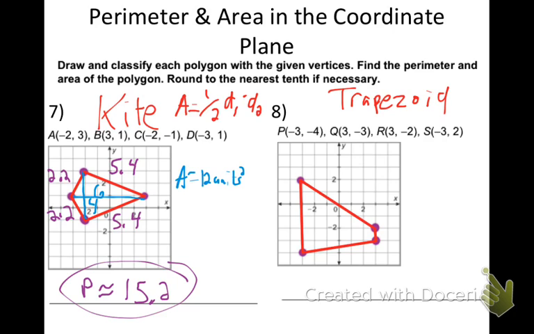So take a couple seconds and finish up number 8. Find the perimeter and area of that trapezoid. So let's look at number 8 here. What does the area come out to be? I got 21. The area comes out to be 21 units squared. Nice job. Okay. And then you have to find the perimeter.